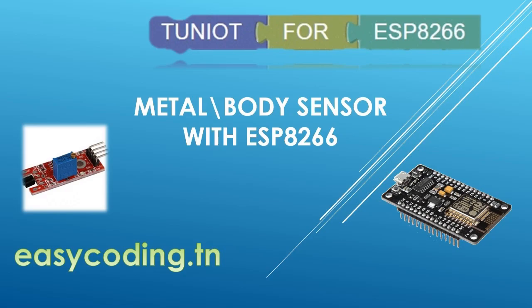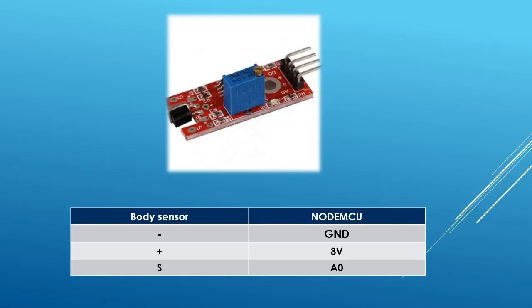In this video, we will see how to use the body or metal sensor with the ESP8266. It is a type of switch that triggers whenever the metal spike of the sensor is touched by a conducting body like our body. The wiring is simple.